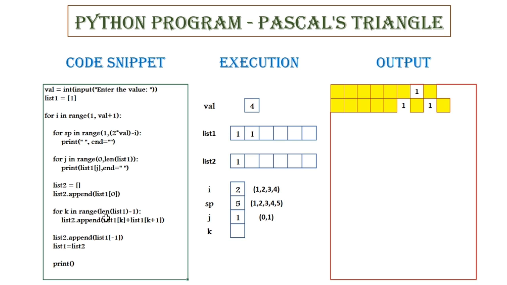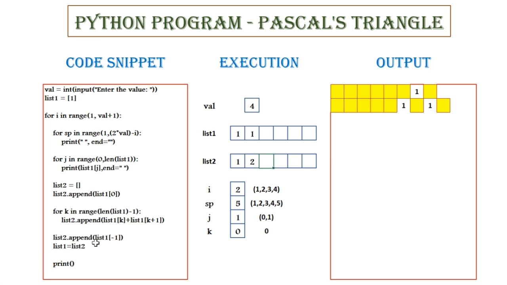So if I give range of 1, it means k is going to hold the values of 0. So list 2 dot append of list 1 of k. List 1 of 0 is 1 plus list 1 of k plus 1. 0 plus 1 is 1. So I'm going to add these two values and I'm going to append it to this list. So now the value of this particular list item is going to be 2.